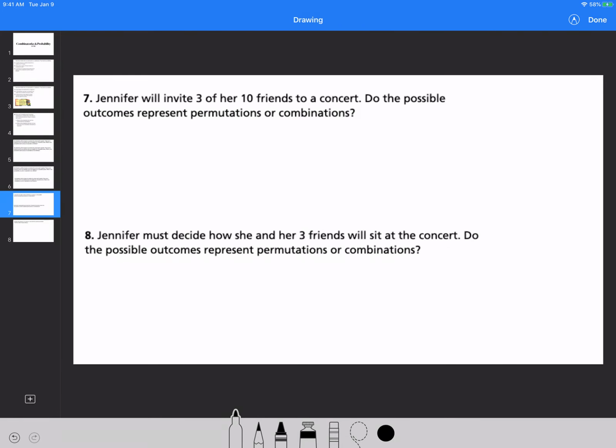And then you will see questions like these, where Jennifer will invite 3 of her 10 friends. Is it permutation or combination? You should be able to do so. She must decide how she and her 3 friends will sit at the concert, sitting in a line, sitting in a row. You should know what that is about. Is it a permutation or combination? Okay. Aside from these particular questions, you won't see anything too much different.